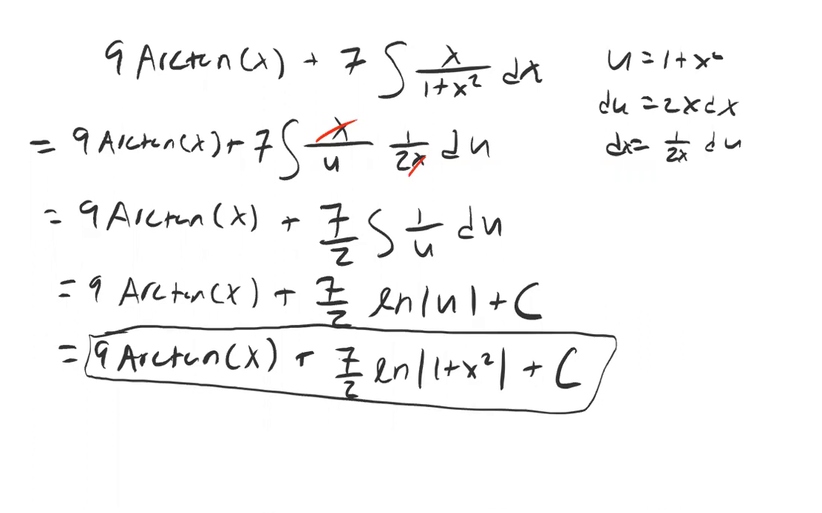So one thing to note, this thing here is always positive, the 1 plus x squared. So you actually don't need those absolute values. It'll work without them. I think it's okay to leave them in there, but who knows with these computer programs. So that's going to be it for that. So I'm going to move on to the next problem.